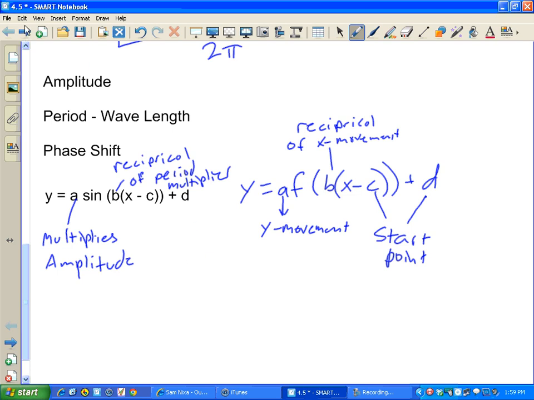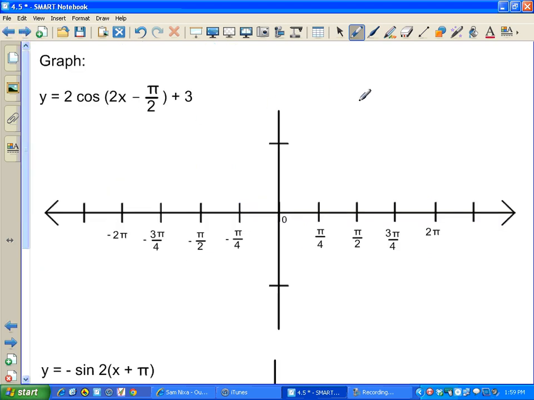Okay, so let's take a look at how these work. So here I've got something with everything in it. The same rule applies. We always want to factor the inside part here. So this is really going to be 2 cosine of 2x minus, now I'm dividing this by 2, so really that's going to become pi over 4 plus 3. So I'm going to be starting up 3 from where I usually do.